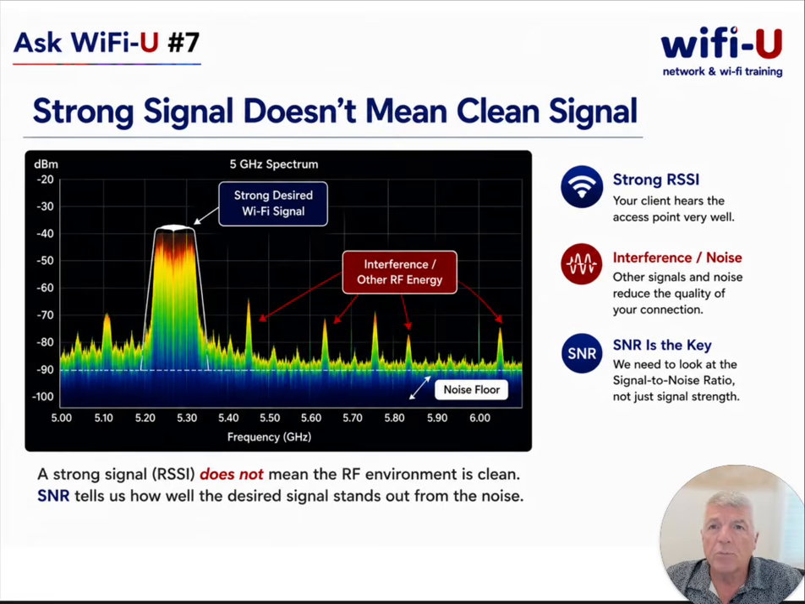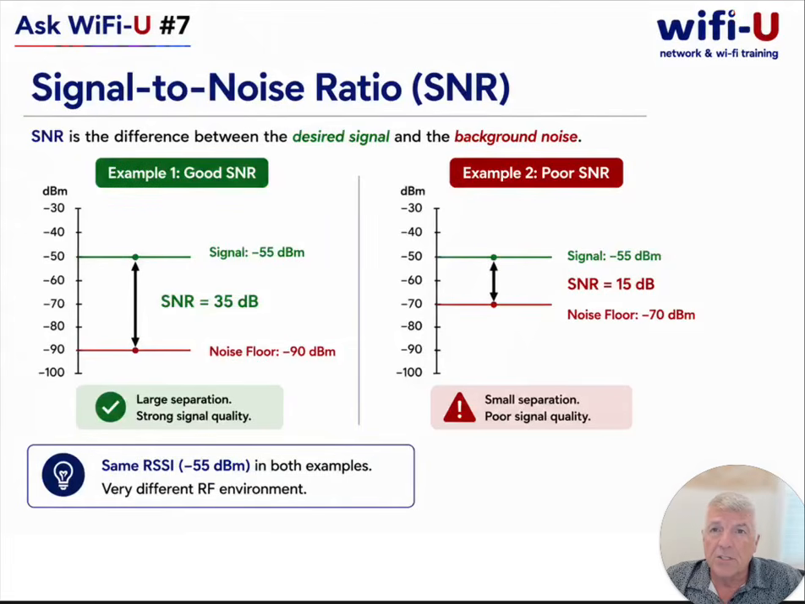That brings us to an important measurement called SNR. SNR stands for signal to noise ratio. It describes the difference between our desired signal and the background noise. Suppose our signal is -55 and our noise floor is -90. The difference between them is 35 dB.